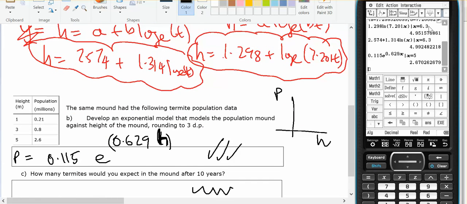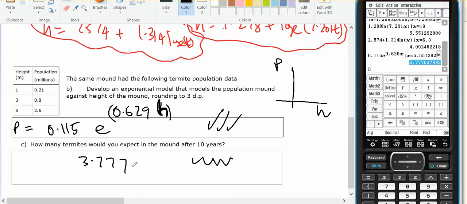So I might take this one here, which is the rule that I developed over here, and after 10 years, that gives me 5.51, and if I take that and place that into this rule, that's going to give me 3.77 should be the population when we're after 10 years. So 3.777, and if we're doing to 3 decimal places, 3.778 million.